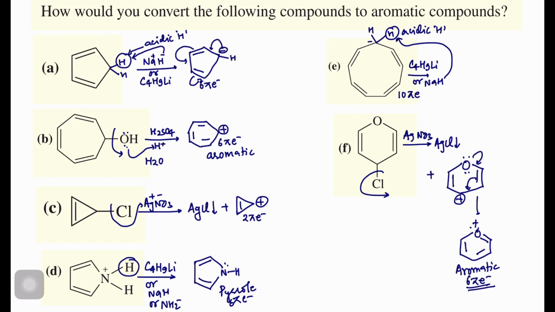So these are the following ways by which these compounds can be converted into aromatic compounds.